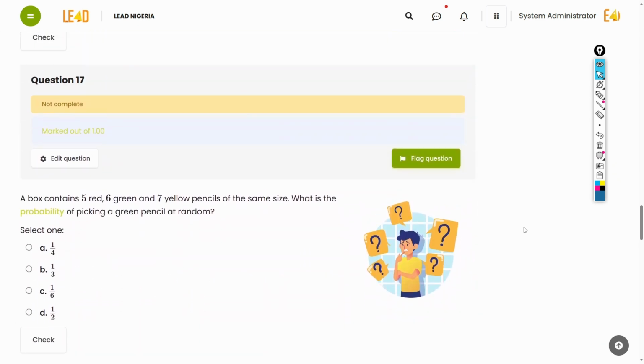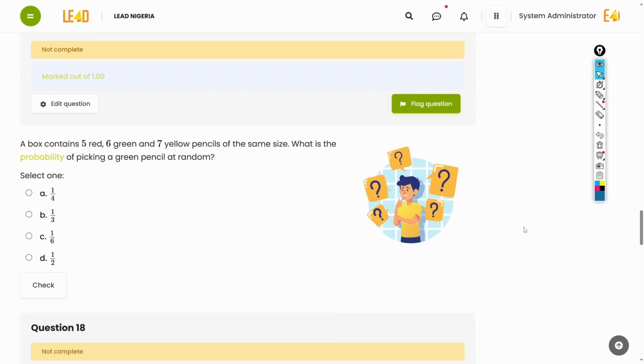Okay, a box contains 5 red, 6 green, and 7 yellow pencils of the same size. What's the probability of picking a green pencil at random? So probability of green would just be green over total, right? Which would be 6 out of 18, which is 1 in 3. That's option B.